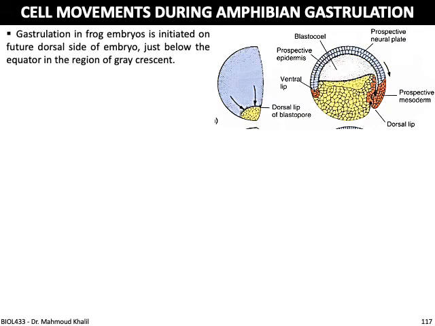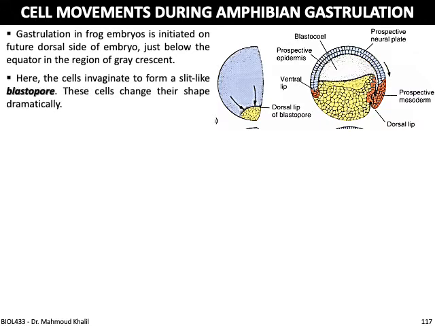We'll continue describing the cell movement during amphibian gastrulation. Gastrulation in frog embryos is initiated on the future dorsal side of the embryo, just below the equator in the region of the gray crescent. Here, the cells invaginate to form a slit-like opening, as you can see from the figure, which is called the blastopore.